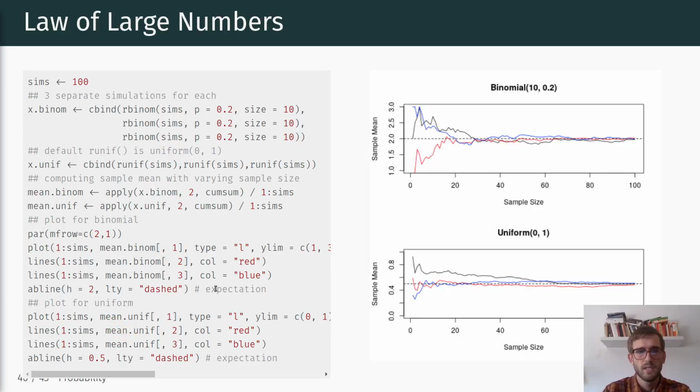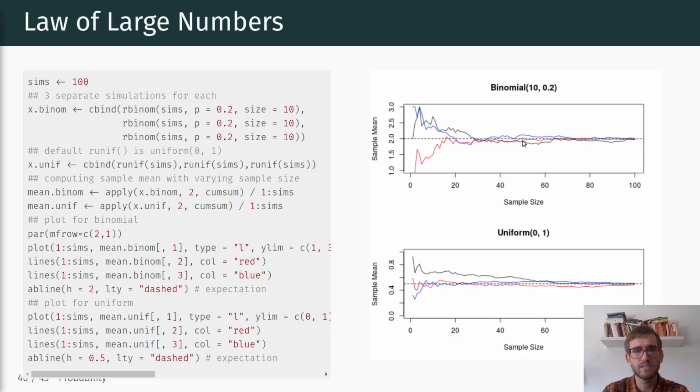Okay. And this is what we see. The line, of course, shows how the average changes as we increase our sample size, right? As we move with the sample size from 0 to 100. The true population mean is, of course, 2, as I said. That's 0.2 times 10. That's n times p for the expectation of a binomial distribution, and 0.5 for the uniform distribution. And we see that at the beginning, with a small sample size, there's still a deviation between the sample mean and the true population mean.